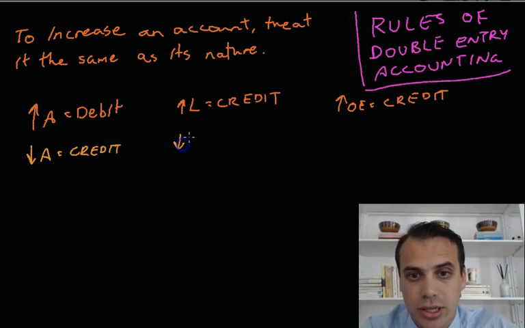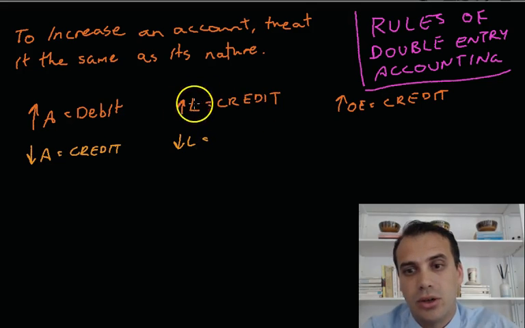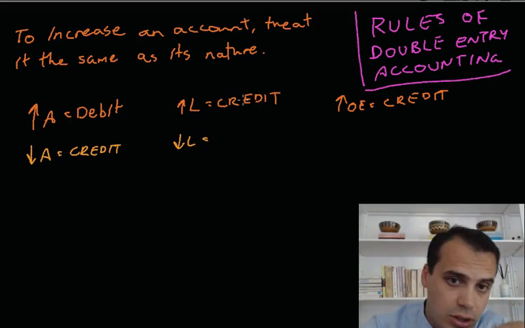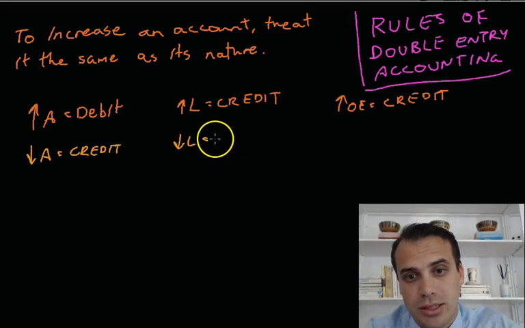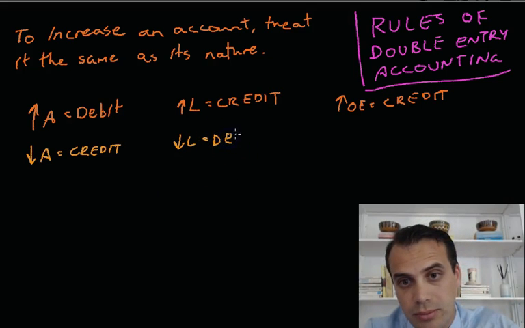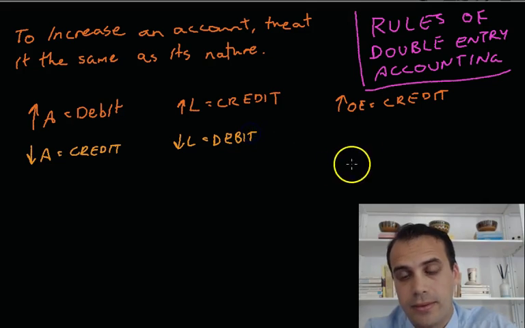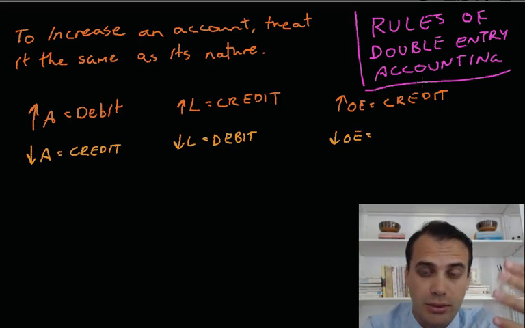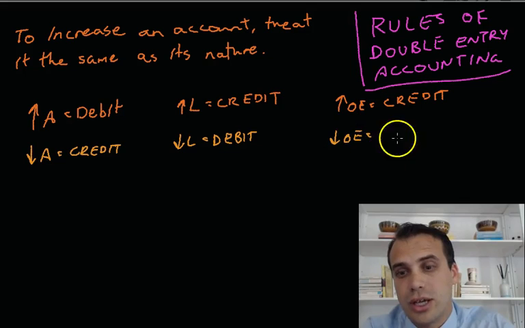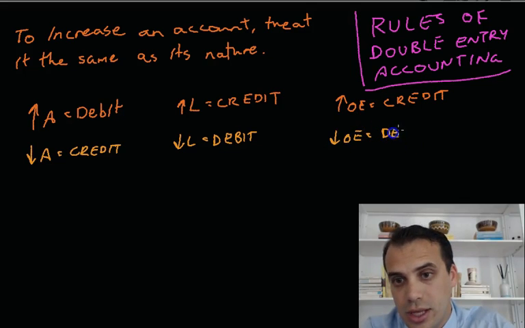Now to decrease a liability. Now liabilities are credit in nature, and to increase them, you credit them. So to decrease a liability, you must debit them. And finally, to decrease an owner's equity. Well, they're credit in nature, and to increase them, you credit them. So to decrease an owner's equity, you would have to debit it.